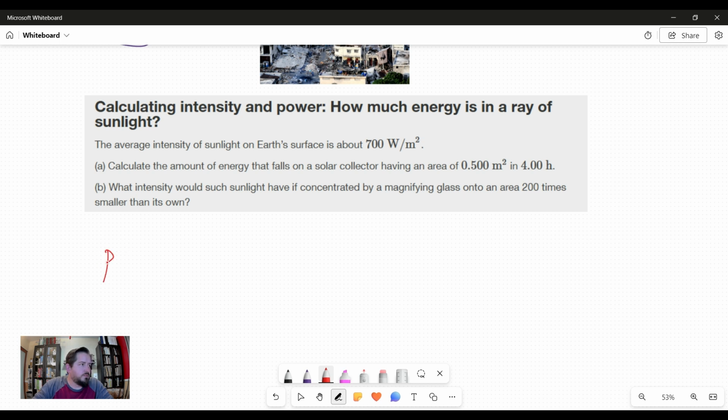Power is energy over time. So in my equation, I equals power over area. I can rewrite this as energy over time over area, or over area times time. And so I can solve this for energy equals I times A times T. And then I can plug these values in.